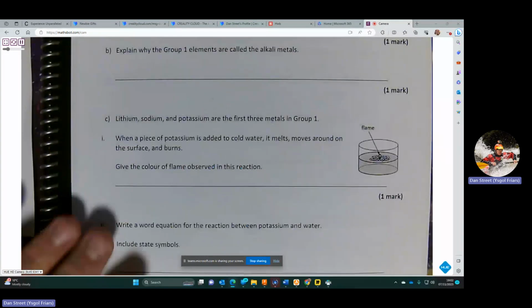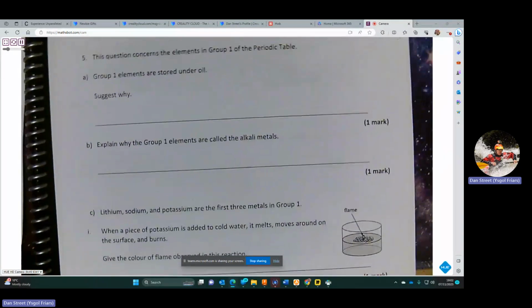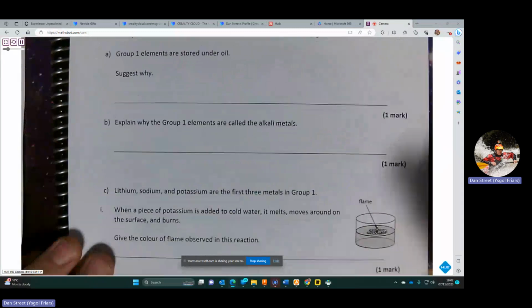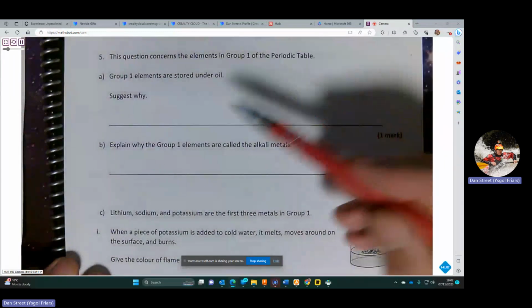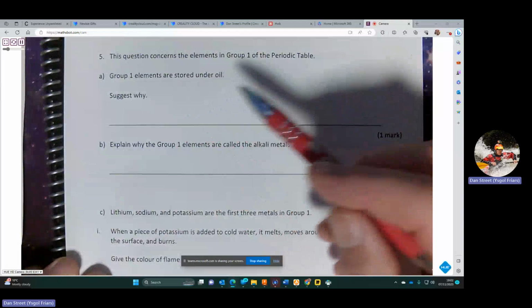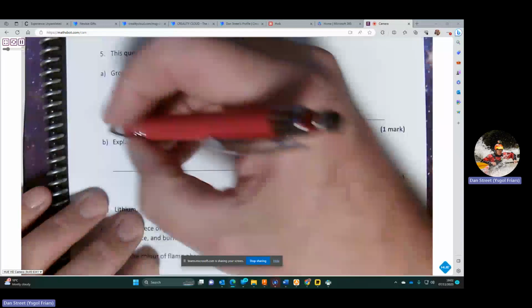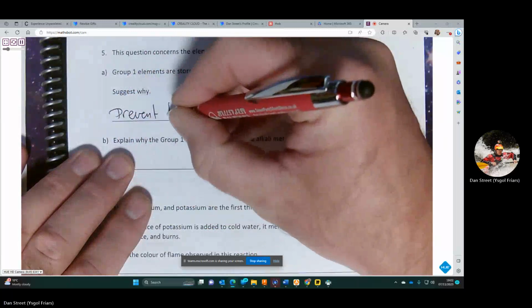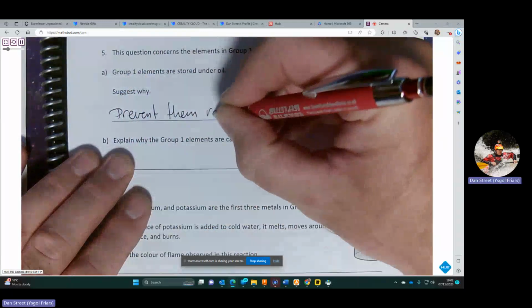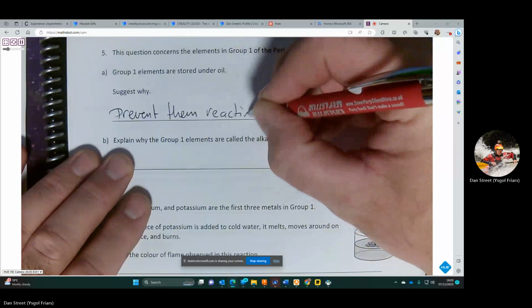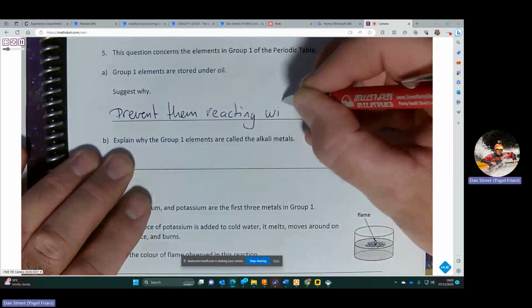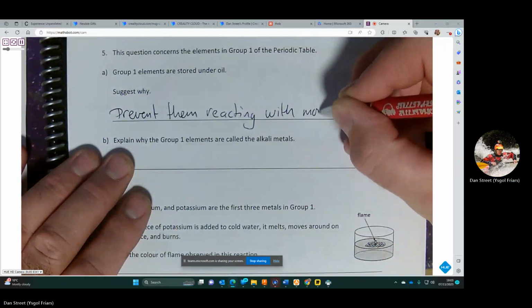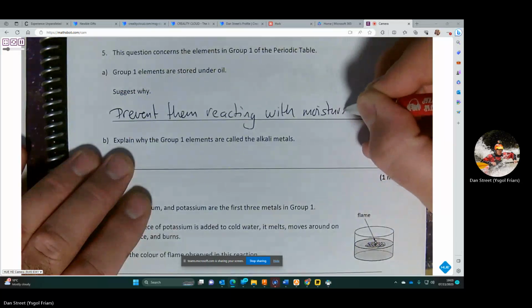Okay, and here we have question 5. So this question concerns elements in group 1 of the periodic table. Group 1 elements are stored under oil. Suggest why. Okay, so this is to prevent them reacting with moisture in the air.